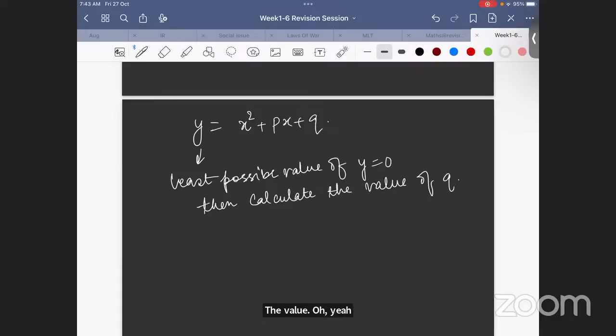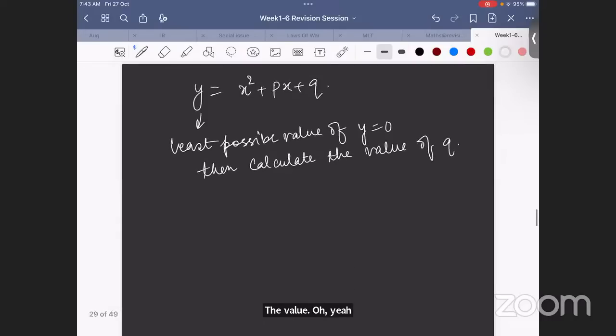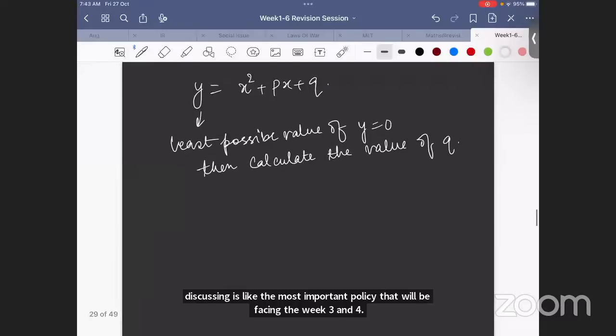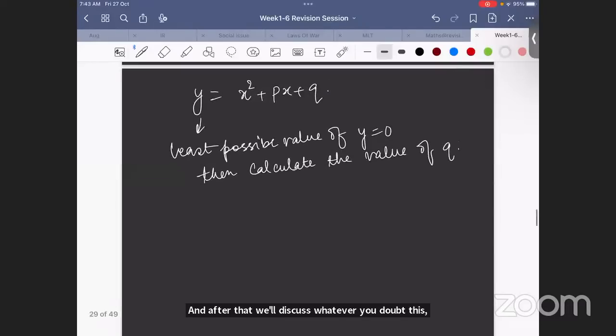Sir, can I ask a question from the previous question? I'm discussing something, right? So we'll discuss in the end only. After finishing whatever we have planned, I told you, whatever I'm discussing is the most important concept that we will be facing in week 3 and 4. And after that, we'll discuss whatever your doubt is. Okay? No, sir, from the last slide, sir.